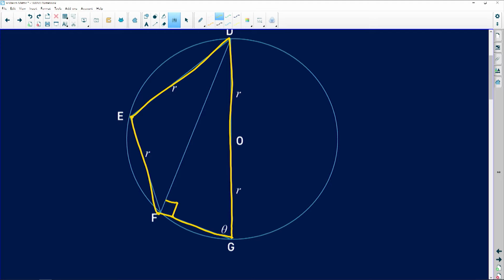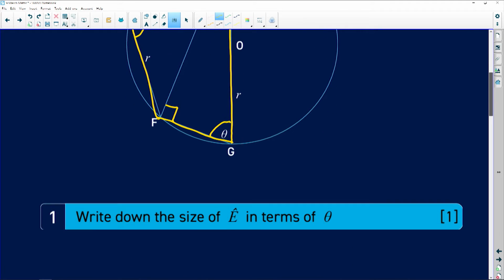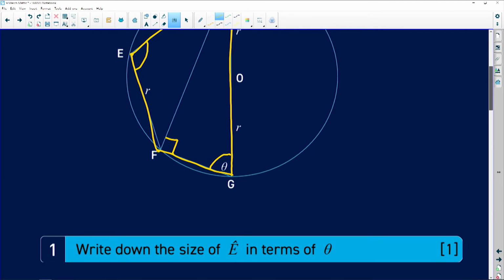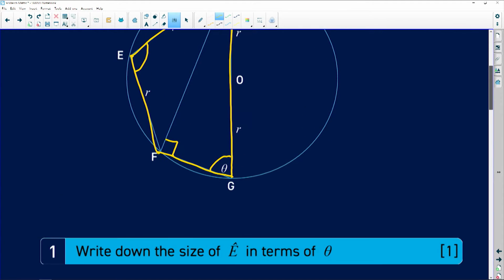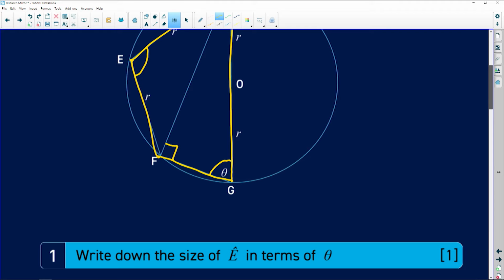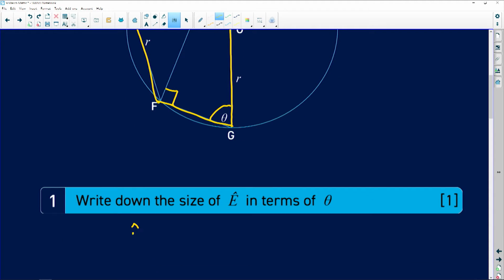If you know your stories about cyclic quads, you know what the relationship is between opposite angles of a cyclic quad. So I'm going to simply use that relationship of opposite angles of a cyclic quad to find angle E in terms of theta, because that's what this question is asking me to work out. If you look there, angle E and angle theta are opposite angles, so we know that they must add up to 180 degrees. So I'm going to say angle E plus theta is equal to 180 degrees, and the reason for this is because these are opposite angles of a cyclic quad.